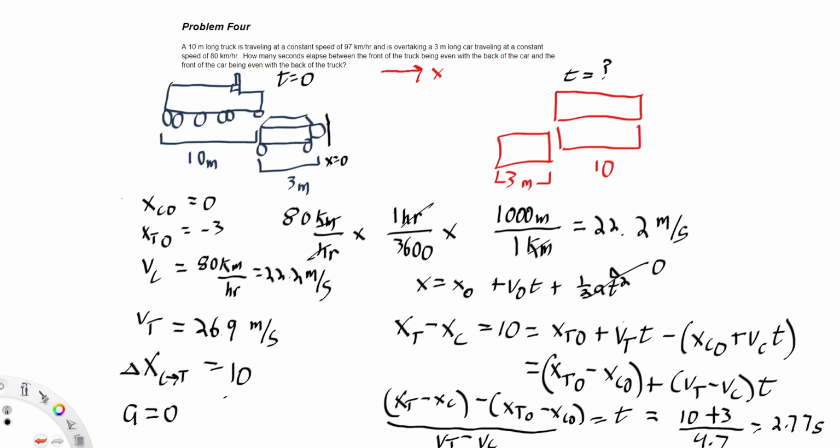where I had 2.13 seconds is how long it would take for the truck to clear the car, like for the back of the truck to reach the front of the car. And then I had another one where it was the front of the truck reaching the front of the car. And I just added those 2 together, and somehow I got 2.77. Yeah, that sounds totally reasonable, actually.